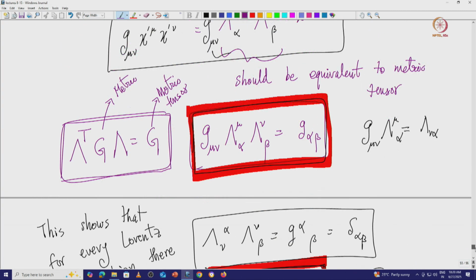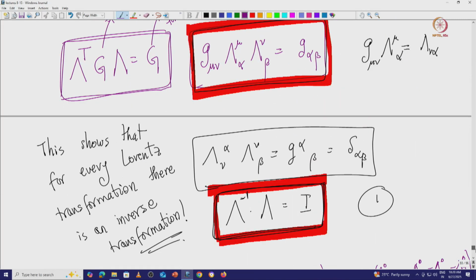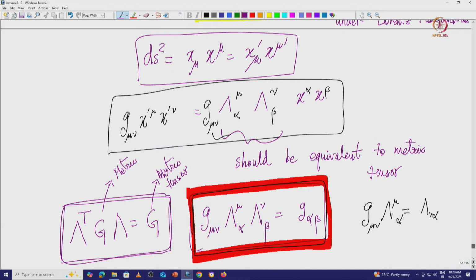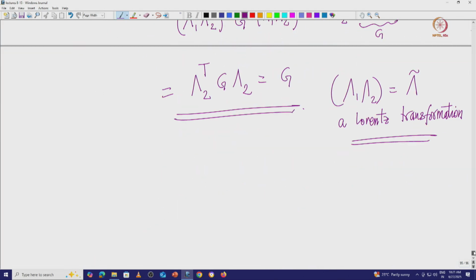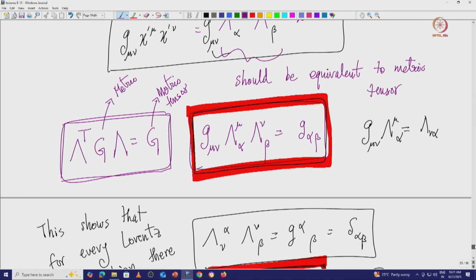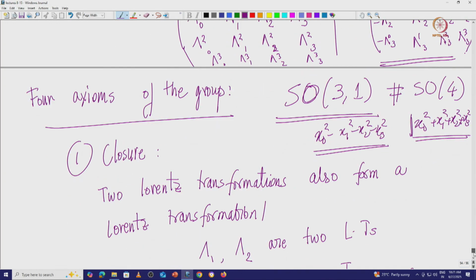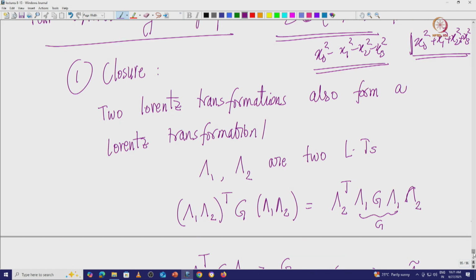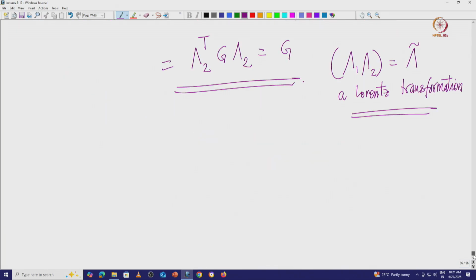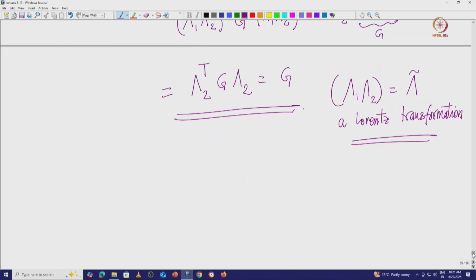So what we have seen is that you can see it in another way. This is one of the easiest ways to look at it in terms of group theory. Just by using the condition that it should leave the metric invariant, we see that the product of two Lorentz transformations also forms a Lorentz transformation. So it belongs to the same group. So it is closure. Now instead of doing that, you can actually calculate explicitly.